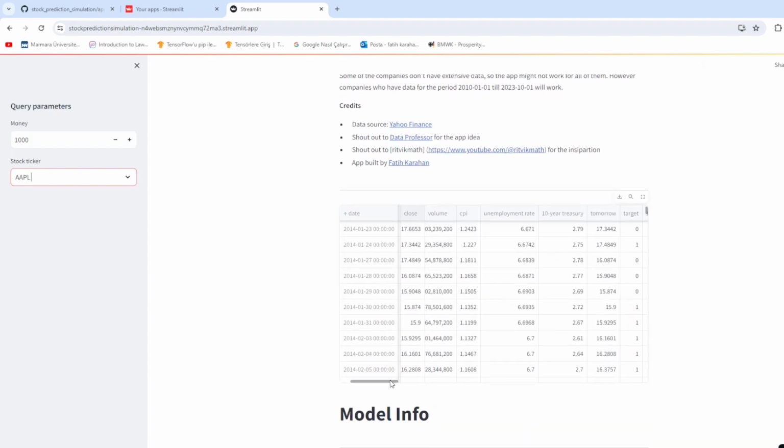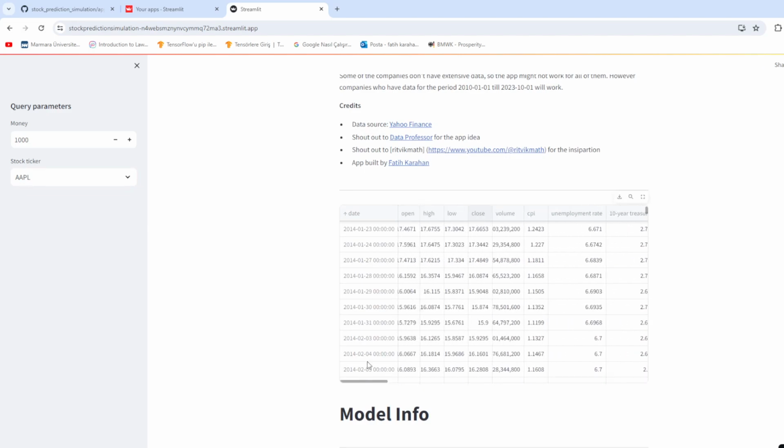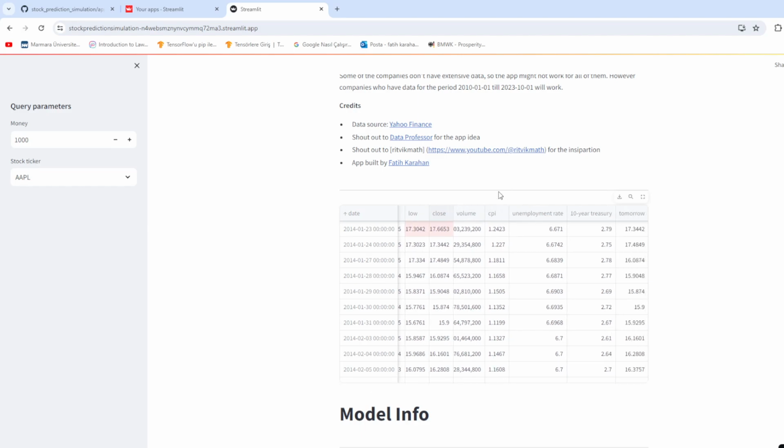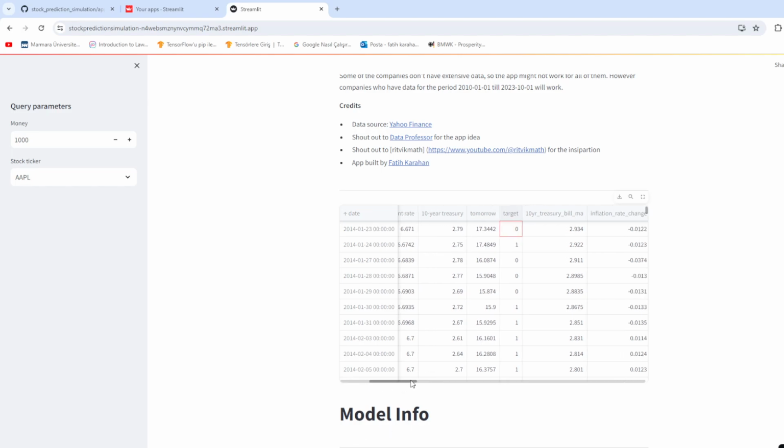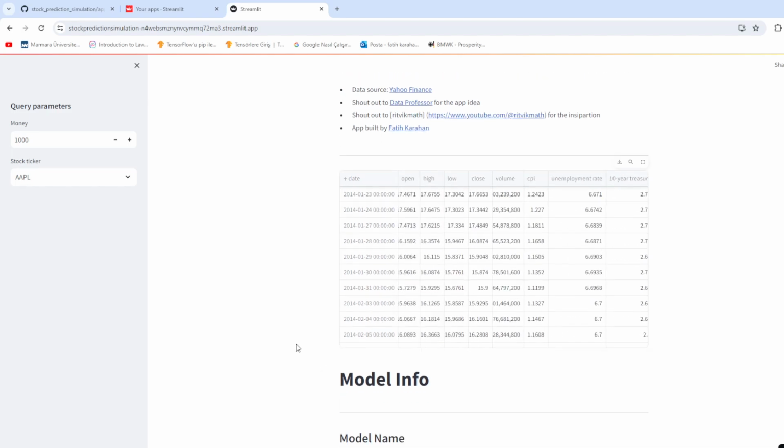It gives us the basic data set. We have the open, high, low, close, volume data, and we also have three macroeconomic variables: consumer price index, unemployment rate, and 10-year treasury bill. The other variable is our target variable: is it going to be 0 or 1? Binary classification.